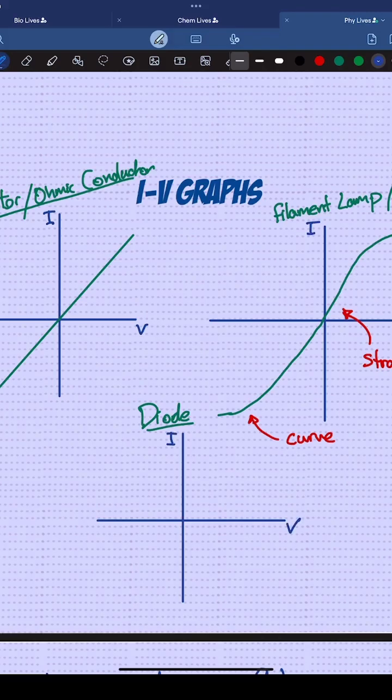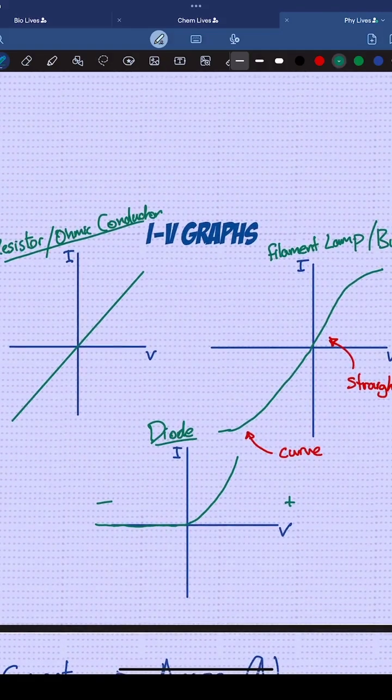Then the last one is the diode. This is the one that looks a bit funny. Diode, you need to kind of understand what a diode does. A diode only allows current to flow in one direction. So here on the V graph, on the potential difference graph, we've got the positive side on the right, negative side on the left. So if we say the positive side is the correct side and the negative side is the wrong side, if it travels in the wrong direction, there's going to be no current flowing through it whatsoever. But as soon as it starts traveling in the positive side, the current increases. That's because it allows current to flow in that direction. So yeah, these are the shapes to memorize for the IV graphs.